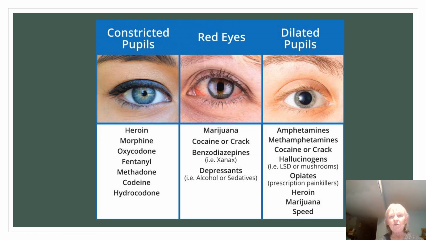So these are constricted, the one behind it. This is a constricted pupil, tells you some of the drugs that can cause this. Red eyes, something like marijuana, benzodiazepines will do this too. Dilated pupil, there's your amphetamines, crack cocaine, opiates on occasions, heroin, marijuana. All those good things will do that for you.